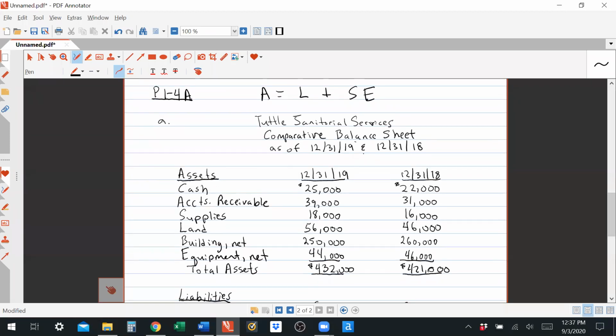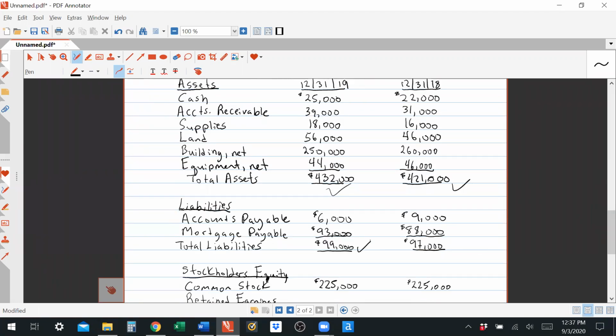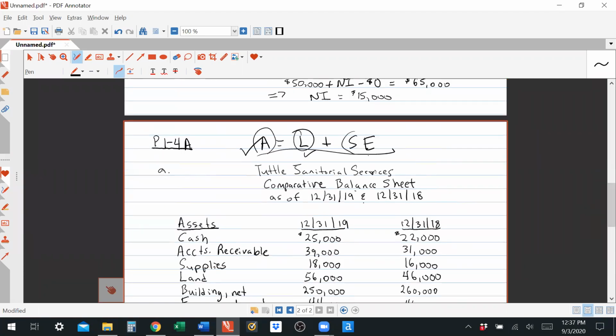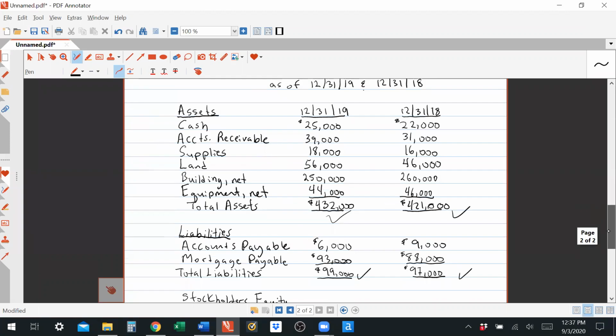And we basically have everything here. We have all the assets, check. That's this number for 2019 and this number for 2018. We have the total liabilities at the end of each year, check. That's this number for 2019 and this number for 2018. So we can solve for the ending balance in stockholders' equity.